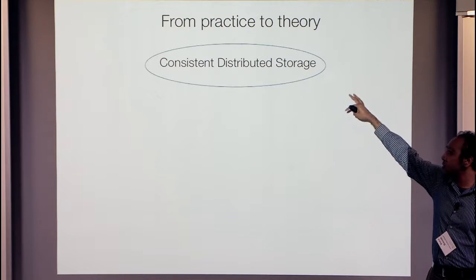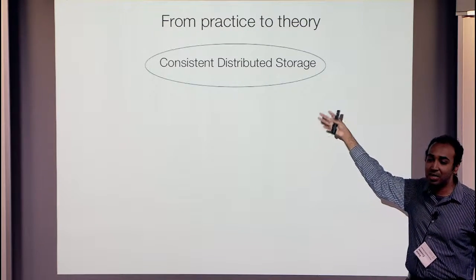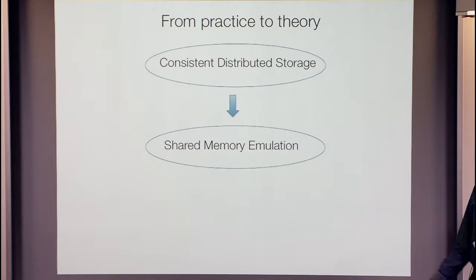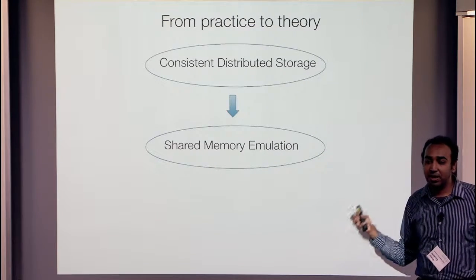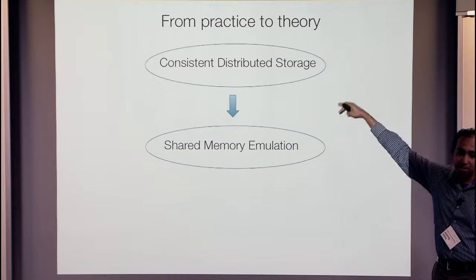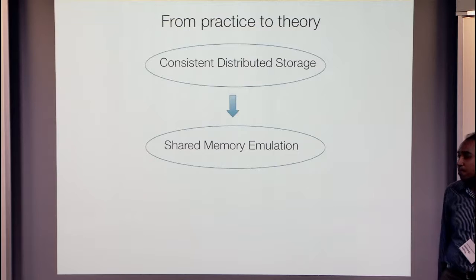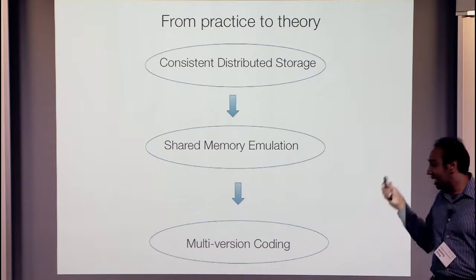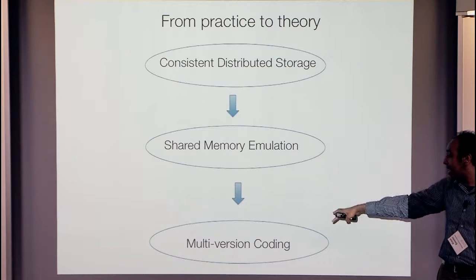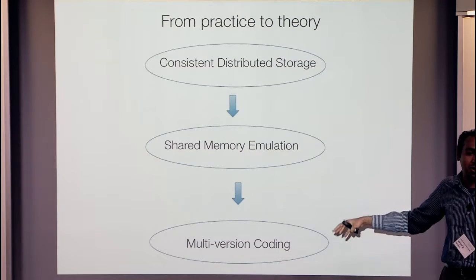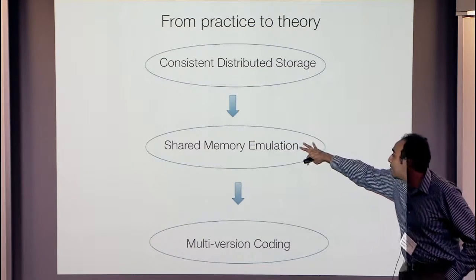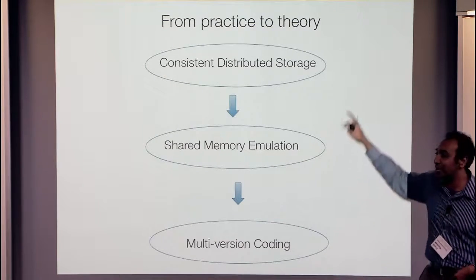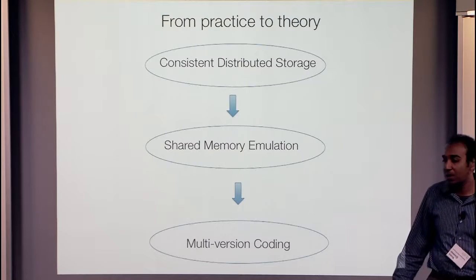So to do this, we need a model, right? We want to understand this theoretically, we need a model. This has been modeled and well studied in the field of distributed computing. There's a problem called the shared memory emulation problem in distributed computing that models this notion of consistency in storage systems. So in this talk, I'll introduce the shared memory emulation problem, and then I'll talk about a coding theory or an information theory problem that tries to understand the costs of this shared memory emulation problem. The shared memory emulation is a proxy for the application. This model is the proxy for the application.